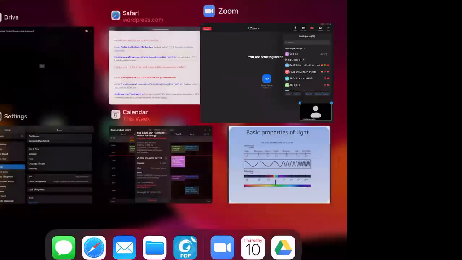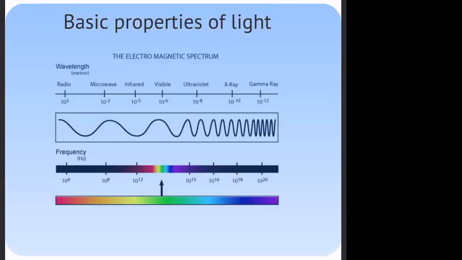Okay, so light itself has many properties that are of interest.